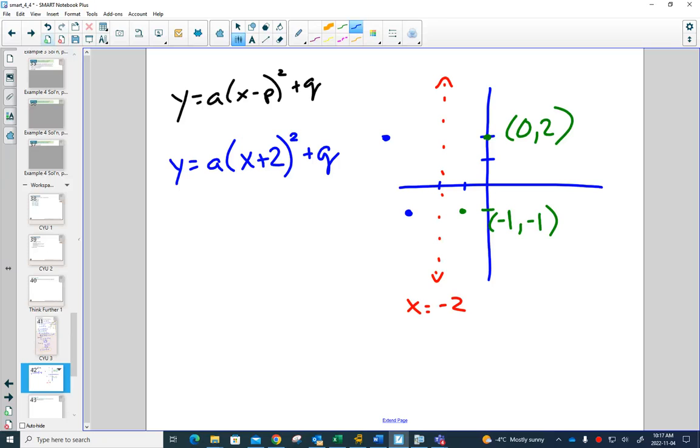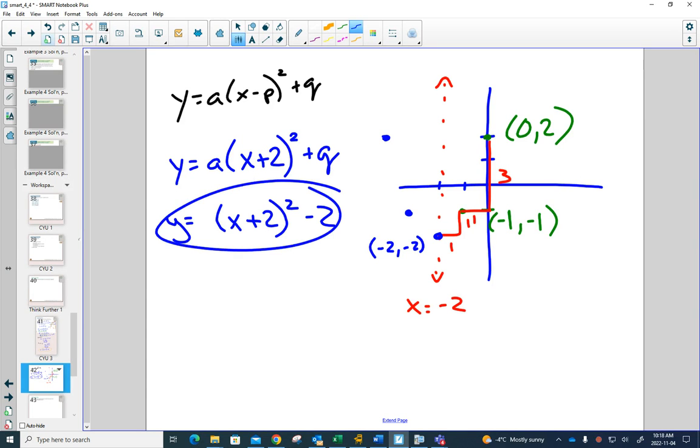How could you do a shortcut in this one? Well, see that you went over 1 up 3? So what would have to be there if it was doing the pattern? Over 1 up 1. That would be a shortcut in this one. And then I would know right away, oh, so my vertex is at (-2, -2). And now I found out that my a value is 1 and my q value is -2. So I'm done with very little work.